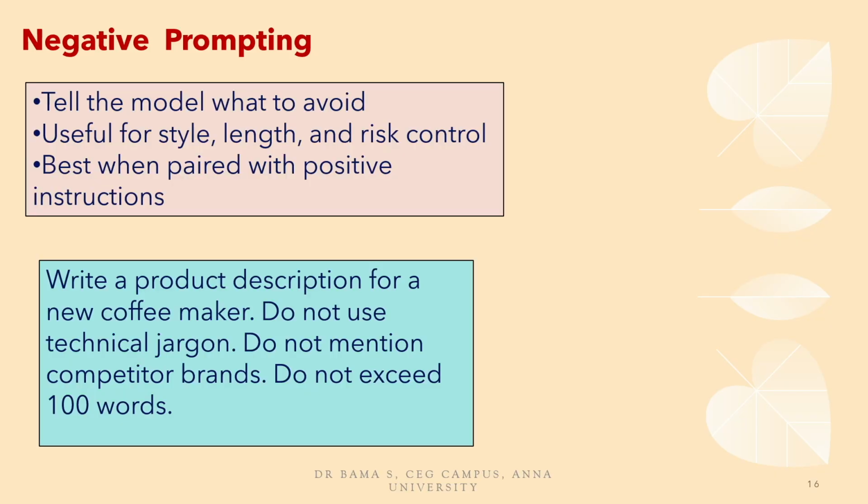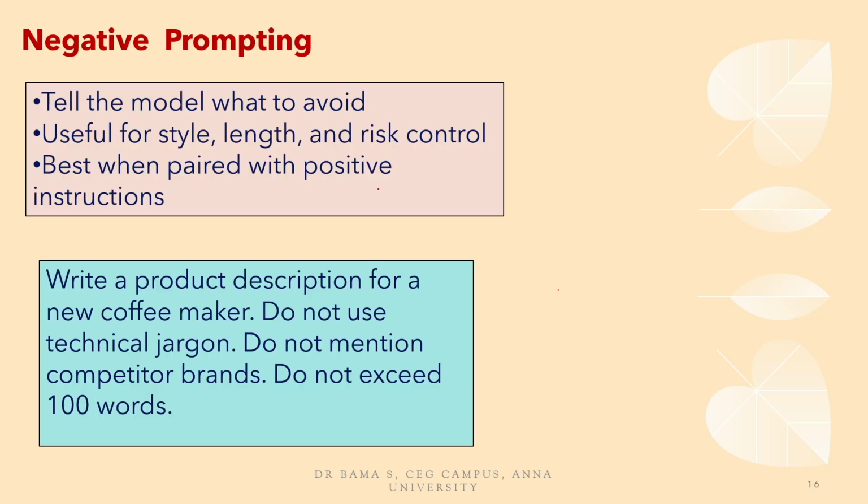The next one is negative prompting. Negative prompting comes with constraints, in the sense of limitations. Tell the model what should be avoided, and this is useful for style, length and risk control. For example, we can say summarize the document within 6 statements or within 300 words, or we can also specify that the summary is for a specific group. This is best when it is paired with positive instructions as well.